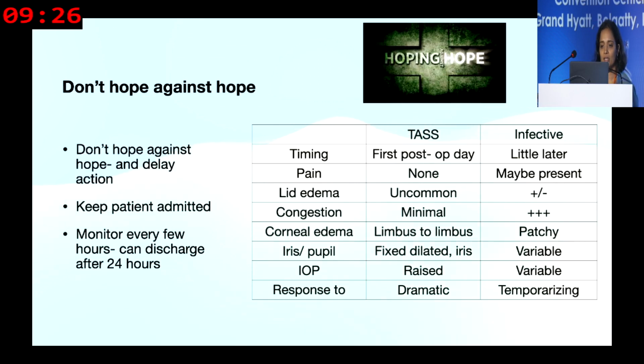Infective on the other hand is a little delayed, maybe third postoperative day to seventh, depending on acute or subacute onset of the endophthalmitis and the virulence and inoculum of the organisms. Pain may be present, but what is most important is the diminution of vision. Congestion can be more than that seen in TAS. Corneal edema is patchy. Pupil can be variable in size. IOP is also variable, and the response to steroids is only temporary.